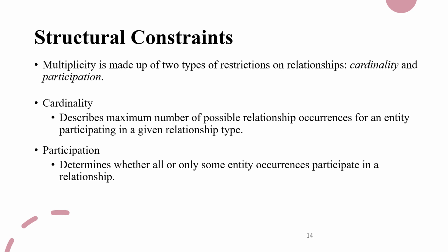Participation determines whether all or only some entity occurrences participate in a relationship. For example, all students must have their student ID. It means all students must. But some students may join a competition. It defines that only some students may join the competition, not all. So this is the participation definition.